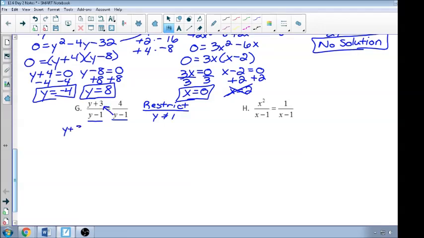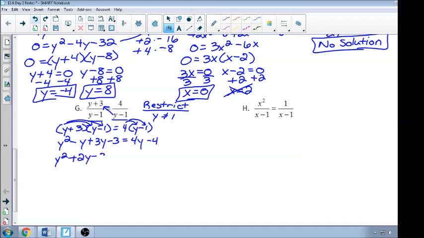So y plus 3 times y minus 1 equals 4 times y minus 1. Do double distribution over here. So I get y squared minus y plus 3y minus 3 equals, single distribution here, 4y minus 4. I need to combine like terms on the left, so y squared negative y plus 3y is positive 2y minus 3 equals 4y minus 4.